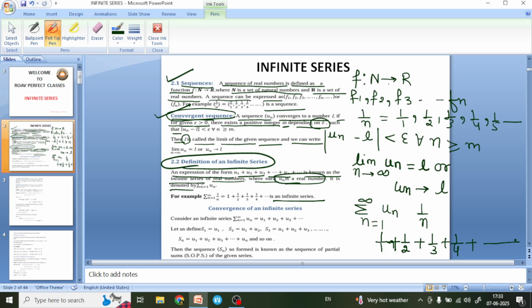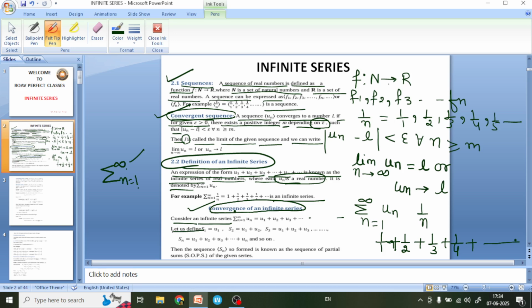Now next is the convergence of an infinite series. Consider an infinite series sigma n equal to 1 to infinity of un, equal to u1 plus u2 plus u3 up to infinity. Here n equal to 1 is the lower limit, which means the number starts from 1 and goes to infinity, the upper limit.